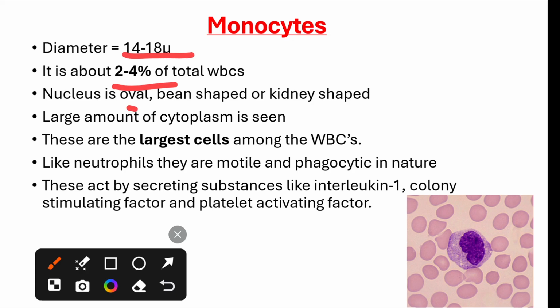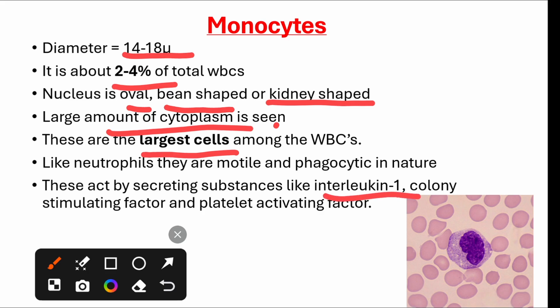The nucleus is oval and bean shaped or kidney shaped. Large amounts of cytoplasm are seen. These are the largest cells of total WBCs. Like neutrophils, they are motile and phagocytic in nature. These act by secreting substances like interleukin, colony stimulating factor, and platelet activating factor. Here is the microscopic view of the monocyte, which has a kidney-shaped nucleus.